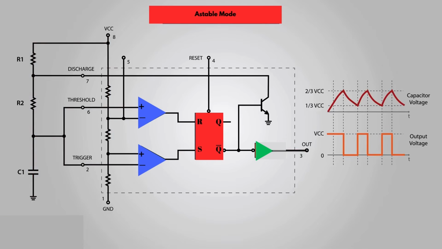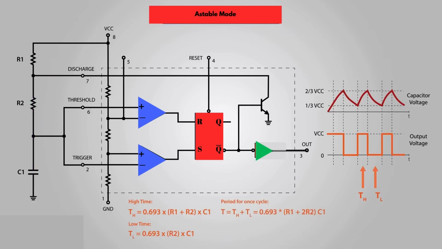We can calculate the time the output of the IC is high and low using the following formulas. The high time depends on the resistance of both R1 and R2, as well as the capacitance of the capacitor. On the other side, the low time depends only on the resistance of R2 and the capacitance of the capacitor. So, if we sum the high and low times, we will get the period of one cycle. On the other hand, the frequency is how many times this happens in 1 second. So 1 by T will give us the frequency of the square wave output.